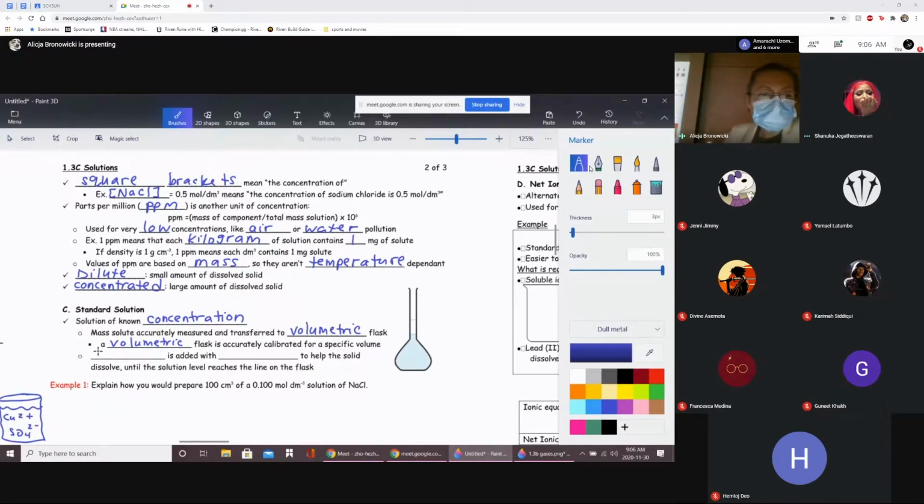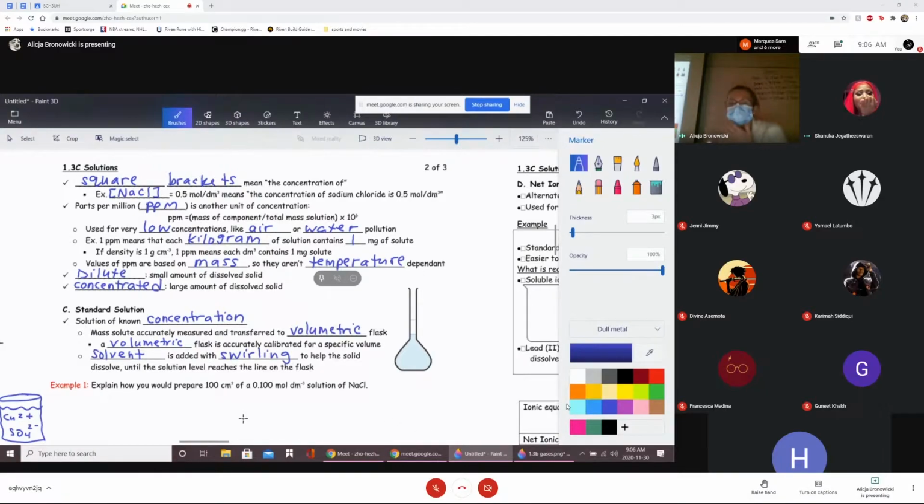So your solvent is added with swirling to help the solid dissolve until the solution level reaches the line on the flask. Okay. So we're going to do some examples.